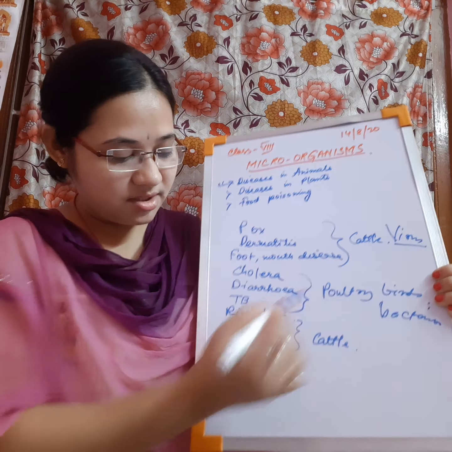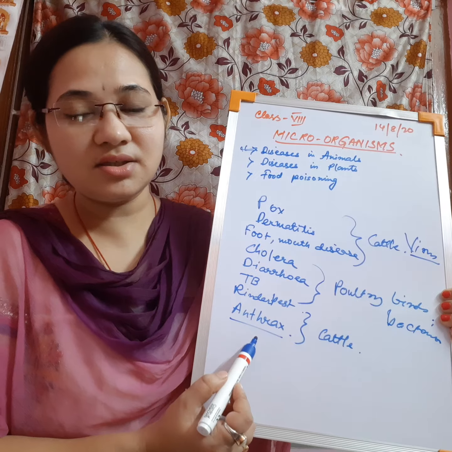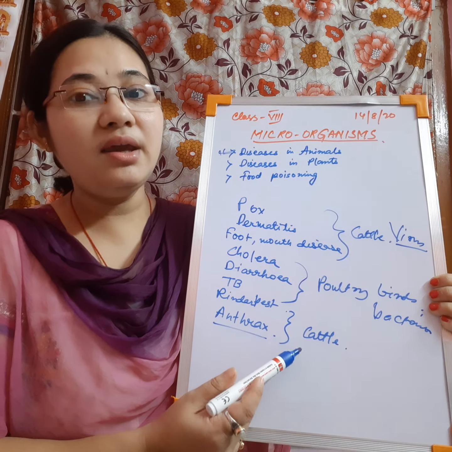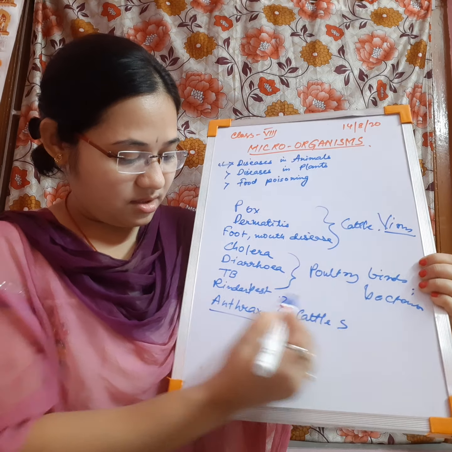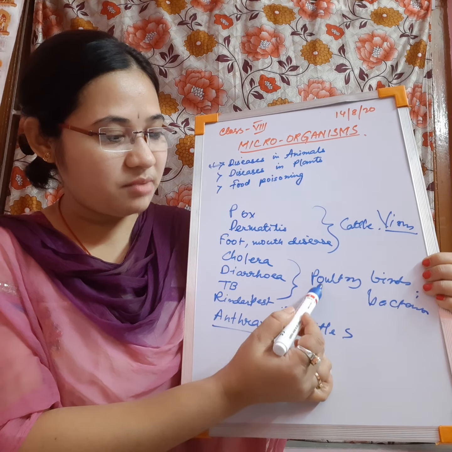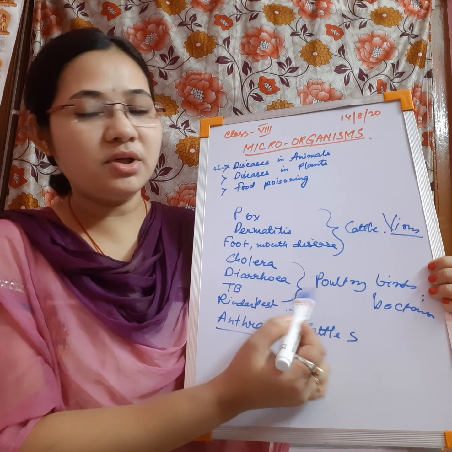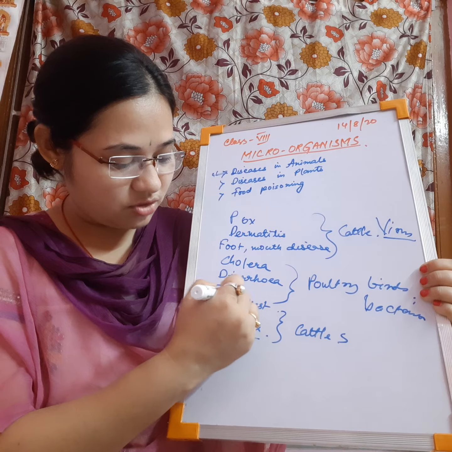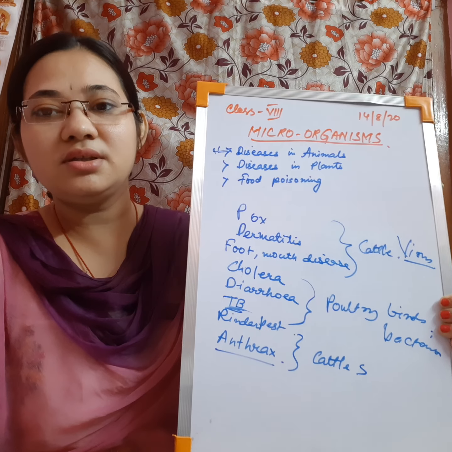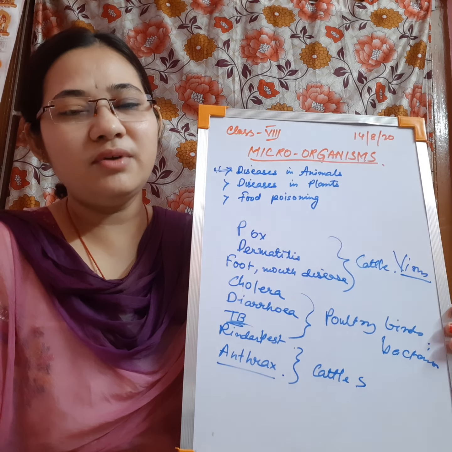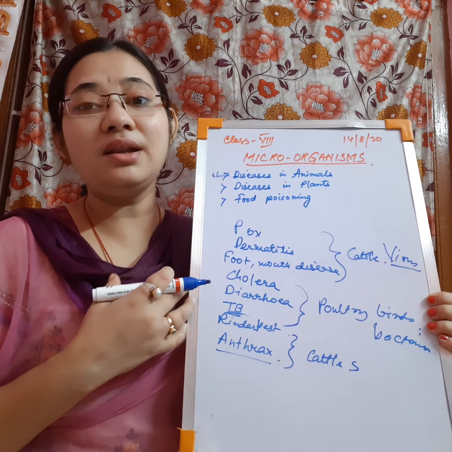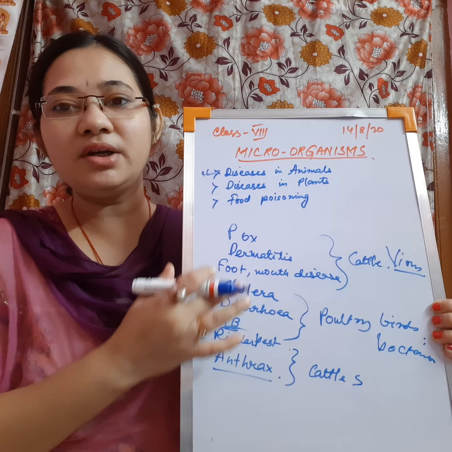So what is anthrax? Anthrax is a disease caused by bacteria, in cattle. What about TB? Tuberculosis can be in poultry birds also, and in cattle also. Like the tuberculosis that you know in humans, TB means there is congestion in the lungs. So these are different types of diseases.